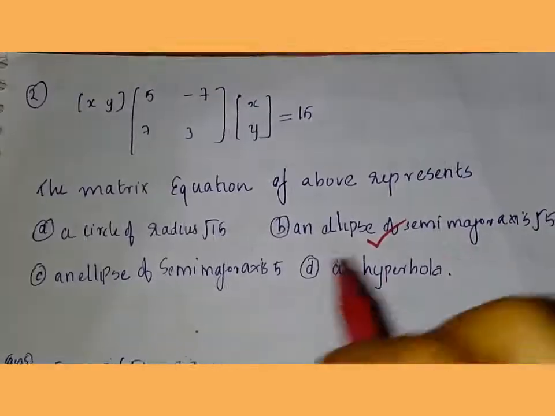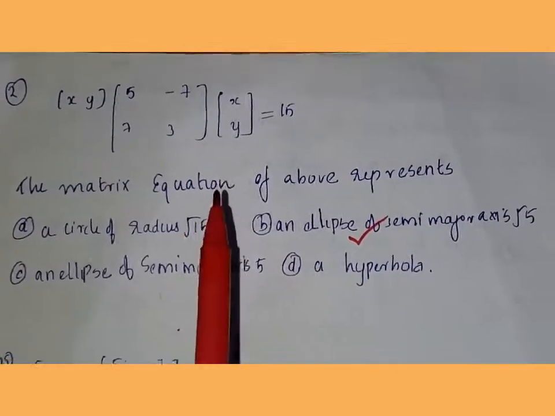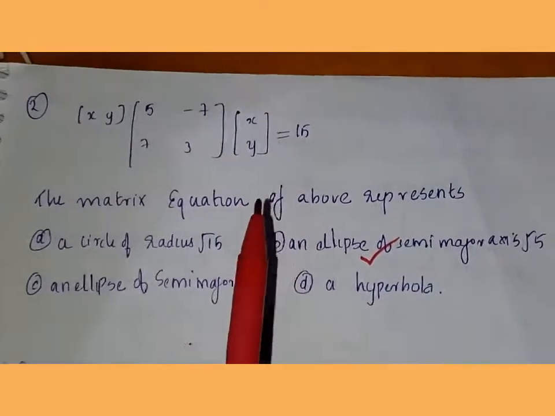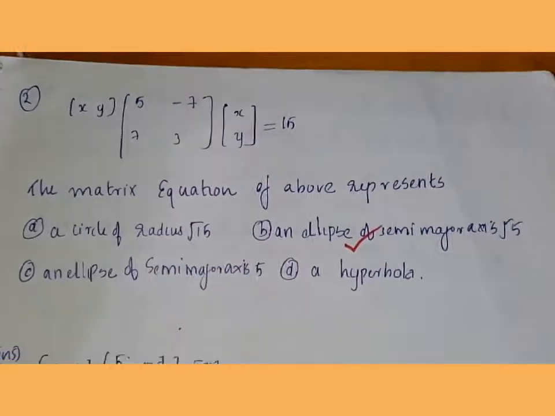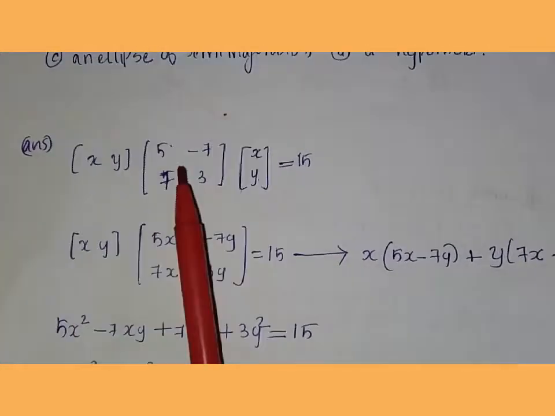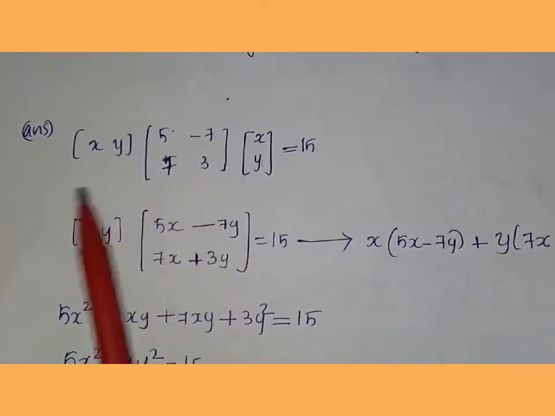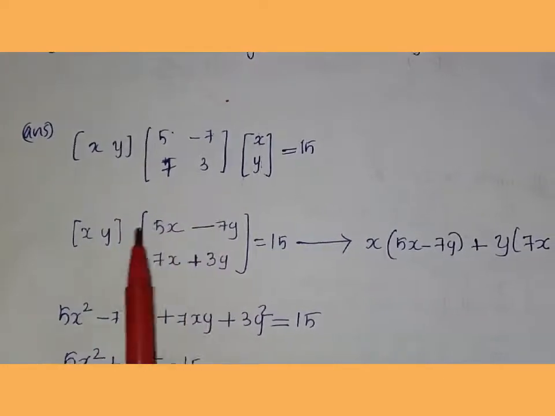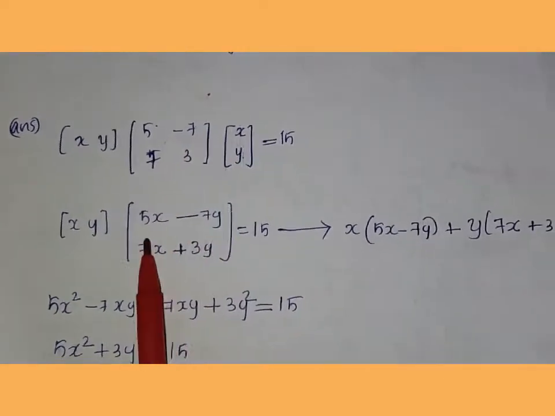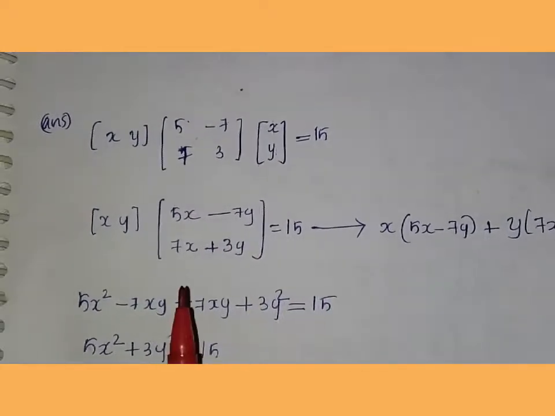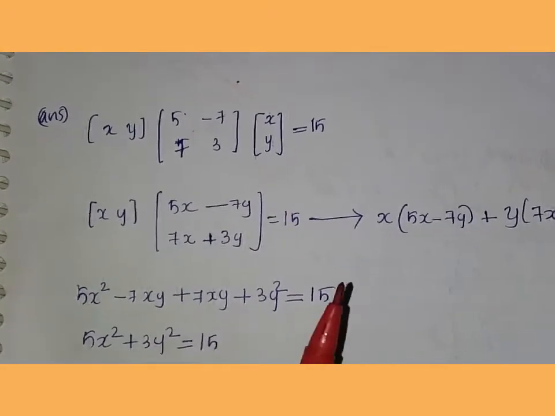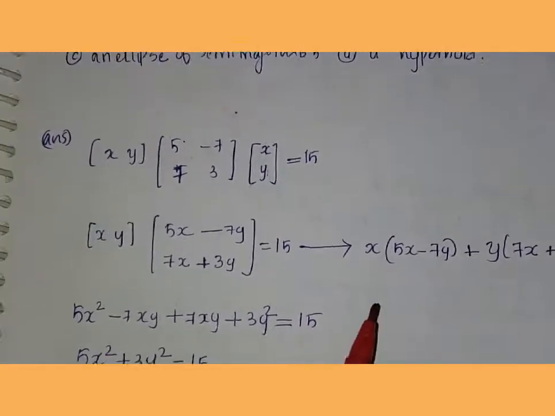Okay. In the second problem, they are given a matrix equation. So we have to find what the matrix equation represents, a circle or ellipse or hyperbola, something like that. So we just multiply the matrix. We know row into column matrix multiplication. So 5x minus 7y, 7x plus 3y. After one more matrix multiplication, we get the equation like this.